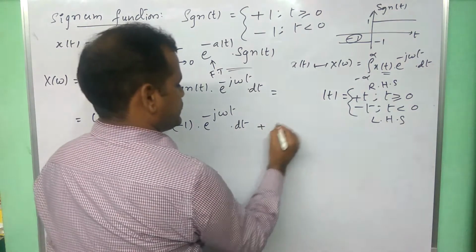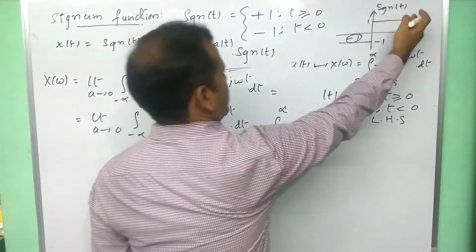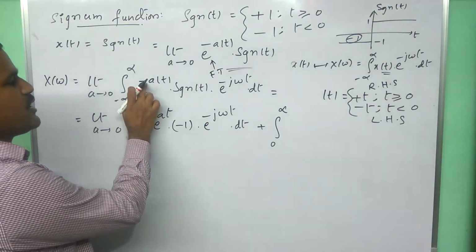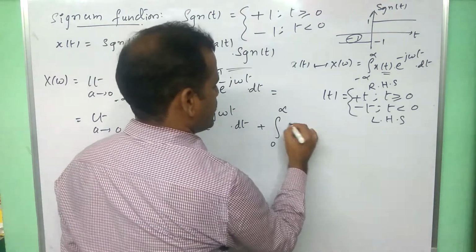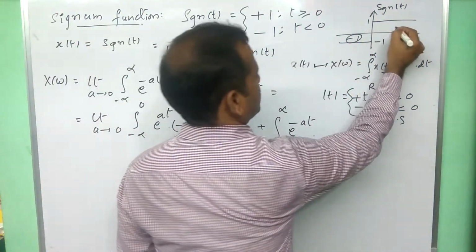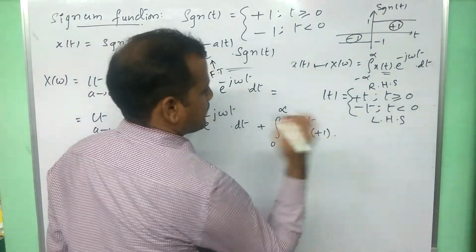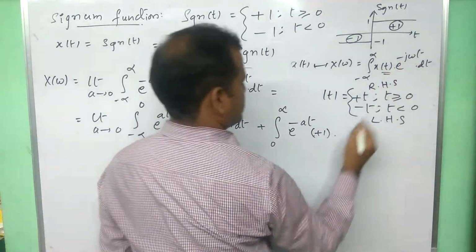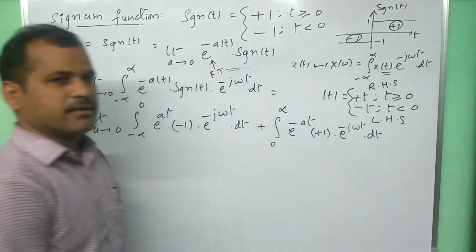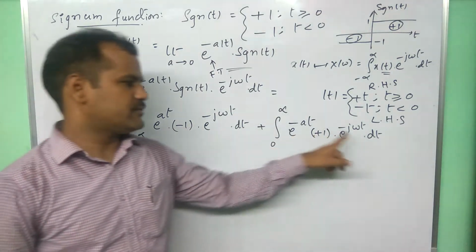And the second term, 0 to infinity, the right hand side. On the right hand side, mod t value is plus t, so e to the power of minus a t. And the signum function value on the right hand side is plus 1. So here plus 1 and e to the power of minus j omega t dt. Simply, what we are getting in this step is only two exponentials.